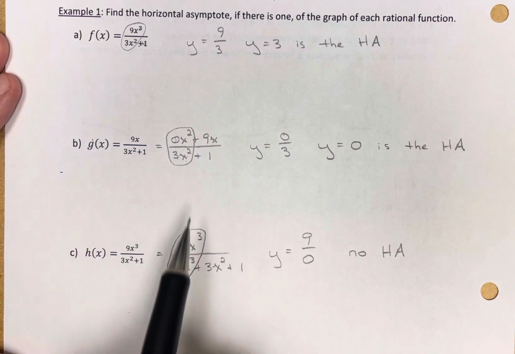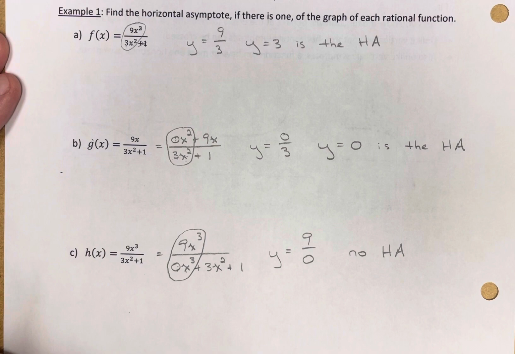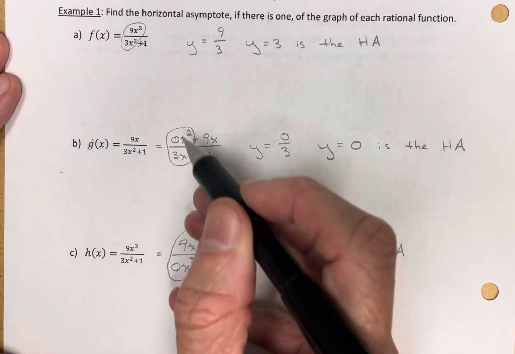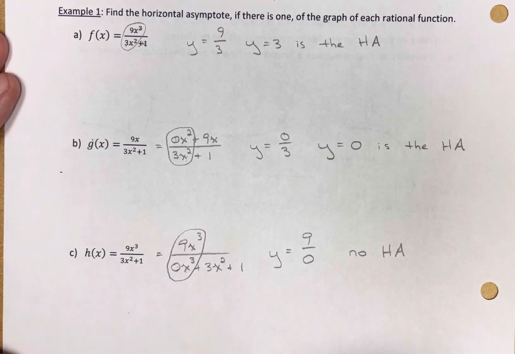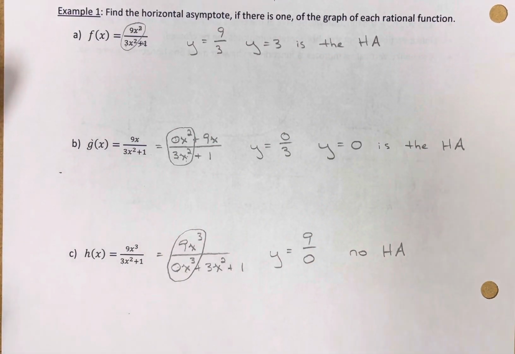So the key to these horizontal asymptotes is to match up degrees, building one with a 0 coefficient as necessary. And then you just need to look at the coefficients of the leading degrees, and you will come up with the horizontal asymptote if it exists.